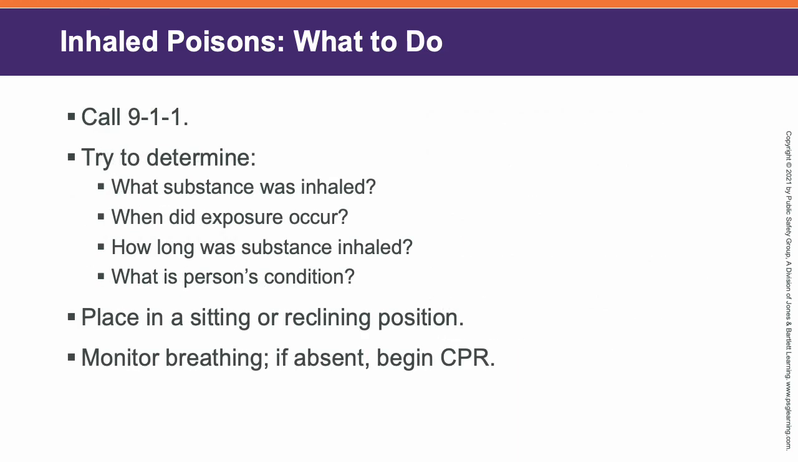As far as what to do, once you determine this person has inhaled a poison of some sort, you're going to call 911 immediately. And then again, we're going to ask ourselves those same questions as before. What was it that they inhaled? When did it happen? How long ago? How long were they exposed to this inhalant? How long were they inhaling it? And what is the person's current condition? For this person, we're going to put them in a sitting or a reclined position, monitor their breathing, and if they stop breathing, we're going to begin CPR just like normal.